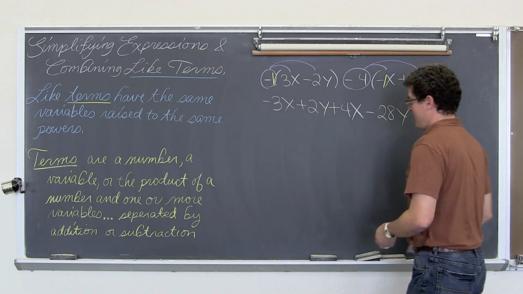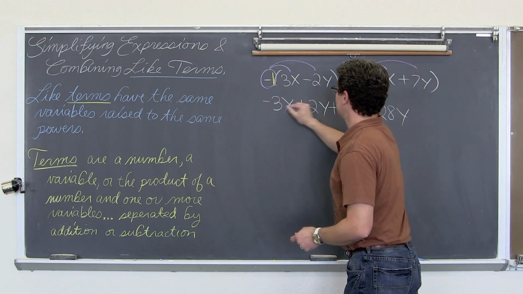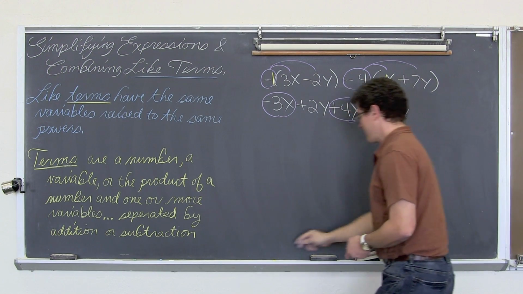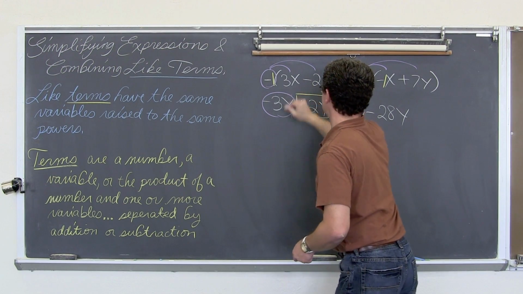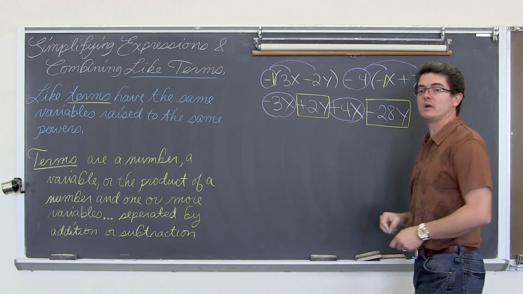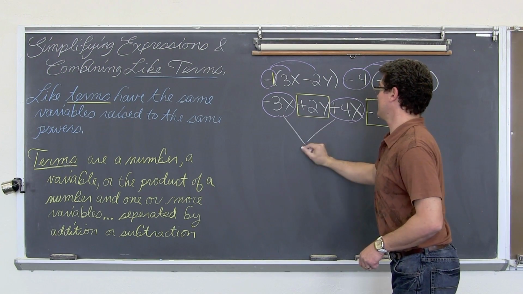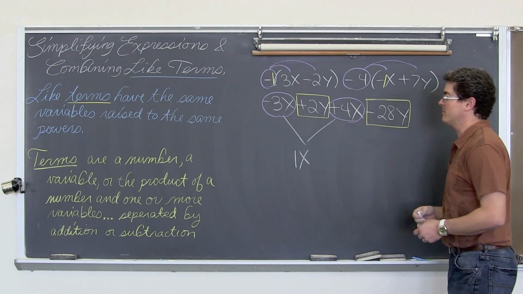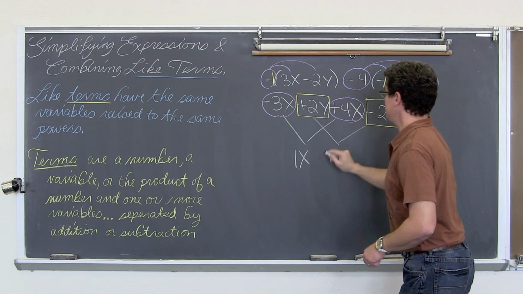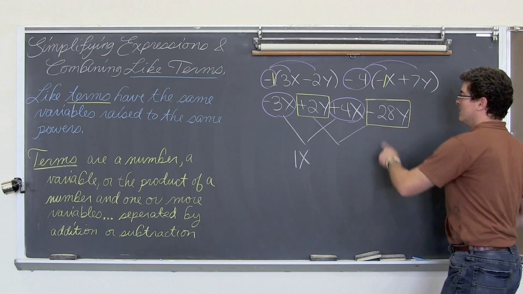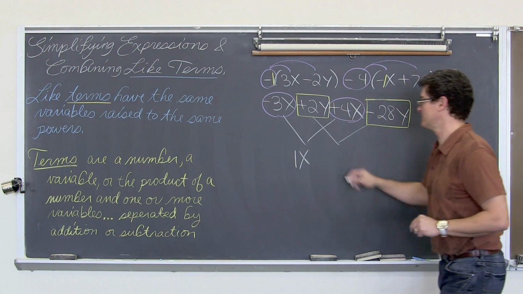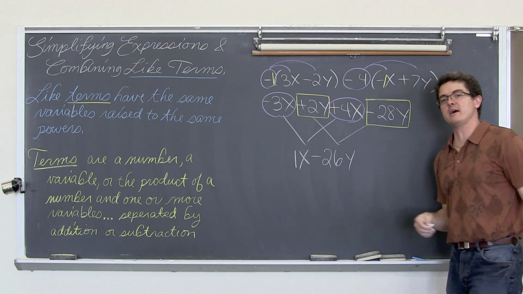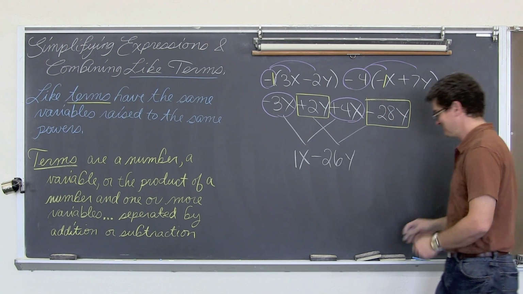I'm going to stick with my circling idea here. So we've got negative 3x and positive 4x. We've got positive 2y and negative 28y. So these are going to come together. Negative 3 plus 4 is 1x. No need to really write the 1, but I'm going to for teaching purposes. Put these together, positive 2 and negative 28. So 28 minus 2 is 26. The largest number is negative, so I'm going to keep that negative sign, and we have x minus 26y. And that's it. Moving on.